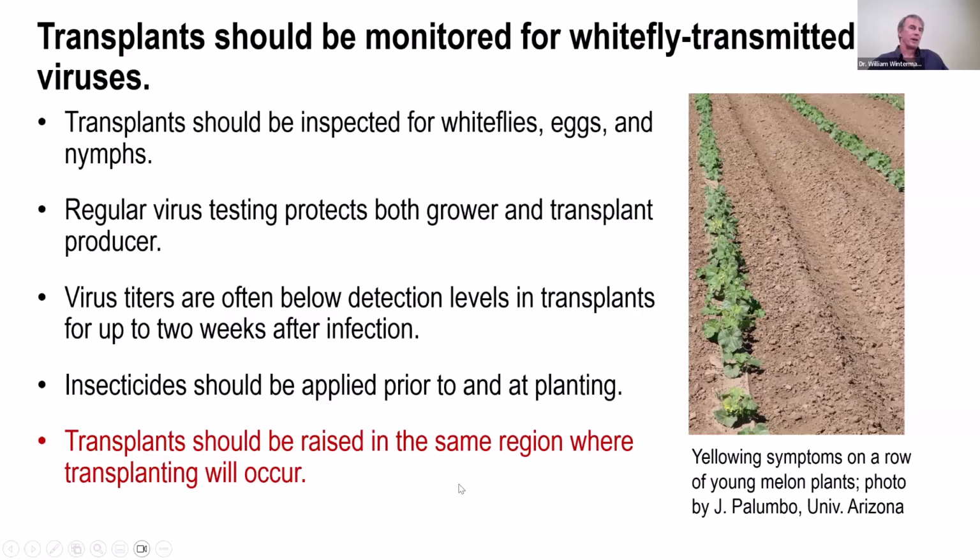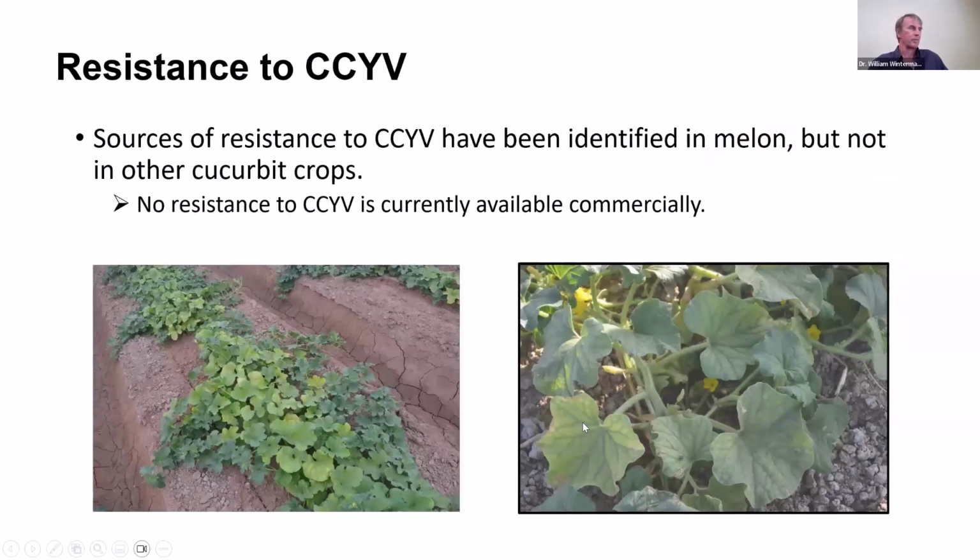The important thing to mention, as I said previously in the other talk on CYSDV, is that virus titers remain very, very low for a period of at least 2 weeks. Prior to 2 weeks, it is often impossible to even detect the virus with sensitive molecular methods. Therefore, you need to monitor plants once they get to the field to make sure that you're not having symptoms develop. And if you do, get those tested right away. Ideally, raise transplants in the same region where transplanting will occur so as not to accidentally introduce virus from one area into another area. Sometimes plants may be infected and you may not even know what's in those plants.